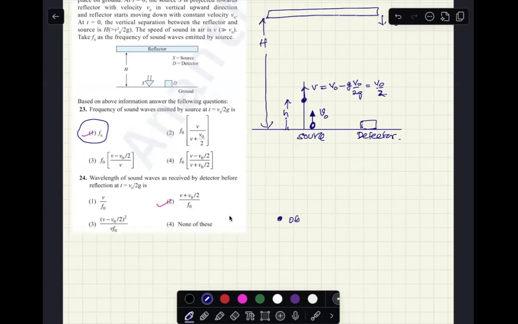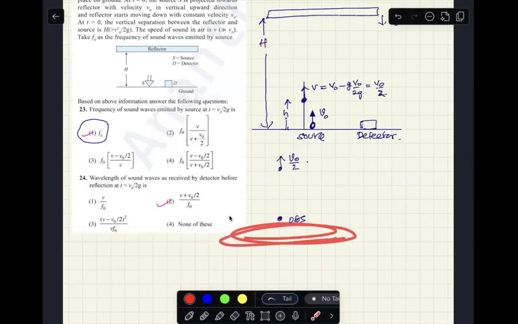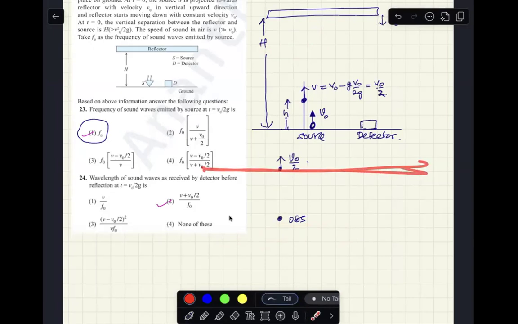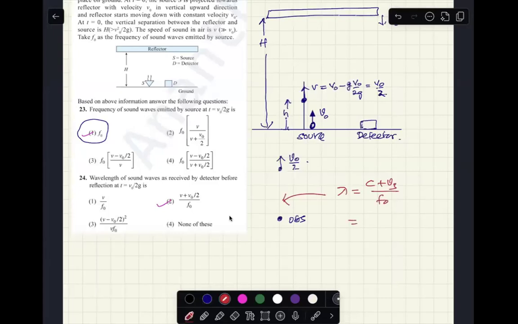The detector observer finds that the source is moving away with velocity V0 by 2. So what is the wavelength received by this observer? See, anyone in this frame measures a different wavelength. Below the source, they will measure a different wavelength. Above the source, they will measure a different wavelength. In this space, the wavelength that they will measure is (C plus Vs) by F0. C here is V. Vs here is V0 by 2, with actual frequency F0. So option 2 is absolutely correct.